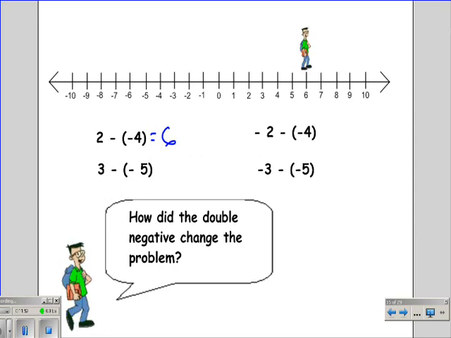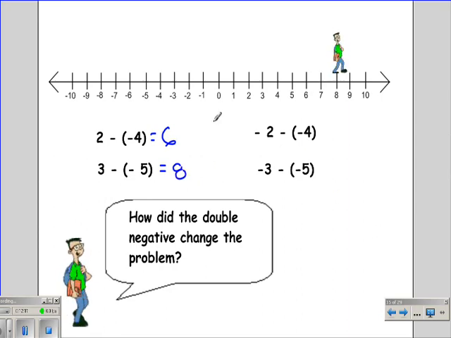3 minus negative 5. So I start at 3. This first minus tells me I want to go left, but then I'm going the opposite again. So I'm going right 5. 1, 2, 3, 4, 5. So I end up at a positive 8.